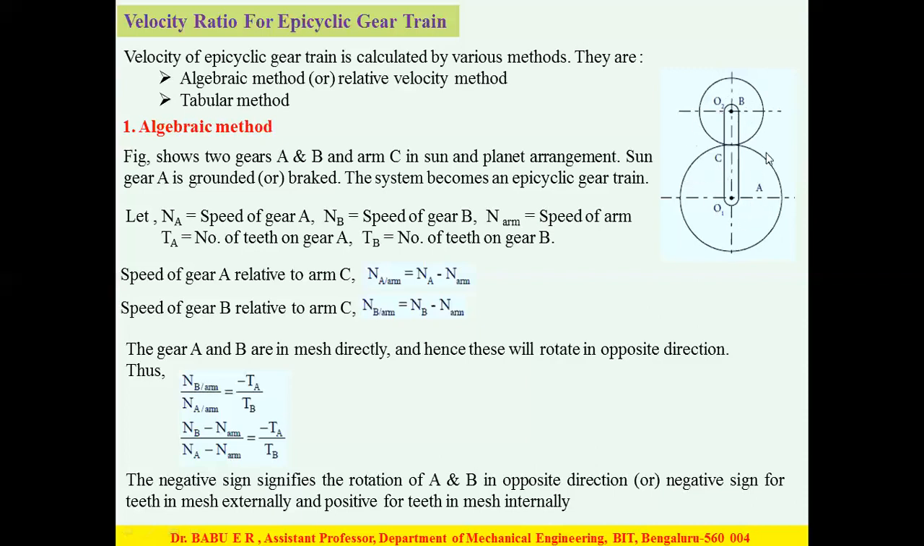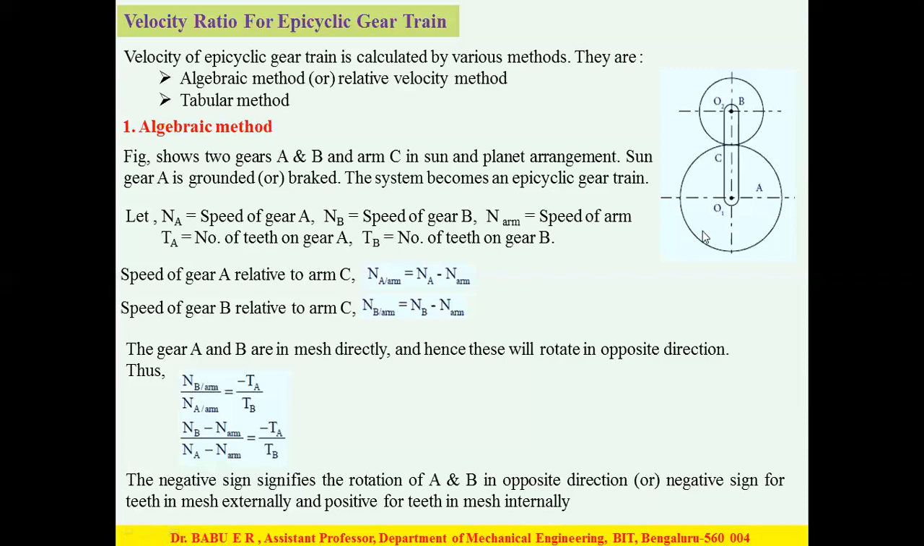Now, in order to become an epicyclic gear train, we have to fix any one of the gears. So let us assume that gear A is fixed. Gear B will rotate about the center O2 and it will revolve about the center O1. Then only it becomes an epicyclic gear train.